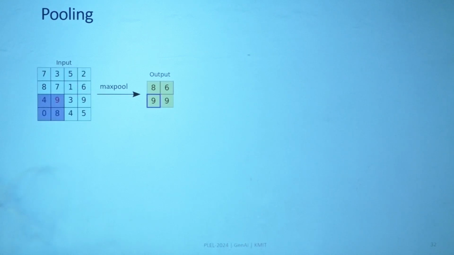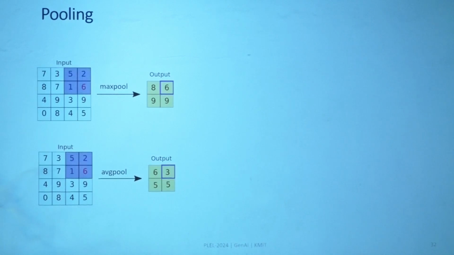There is another pooling layer called average pooling, another type of pooling. In that case, instead of taking the maximum value, the average of these 4 values will be taken. So what is the average of 5, 2, 1, 6? 6 plus 8, 14 by 4. Am I correct? So the average of these values will be taken, and that is called average pooling.